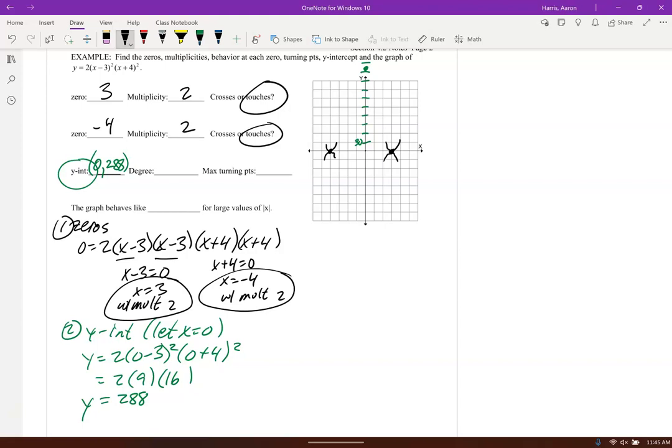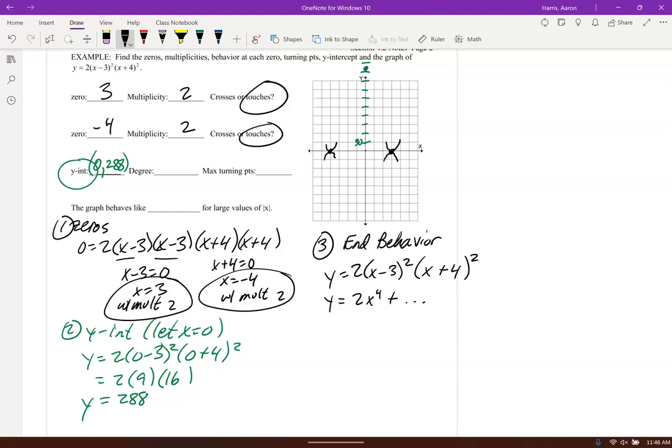If I was to multiply this whole thing out, what would my first term be? Who does it behave like? I have two of these x minus 3's, two of these x plus 4's, and I'm multiplying it all by 2. So I have x squared from the x minus 3 and x squared from the x plus 4. Again, if I multiply the whole thing out, all I care about is that first term.